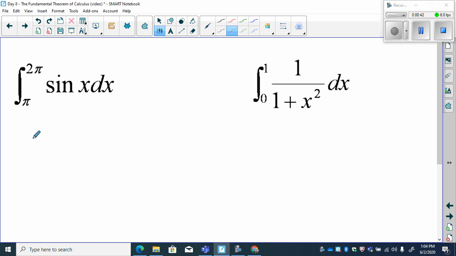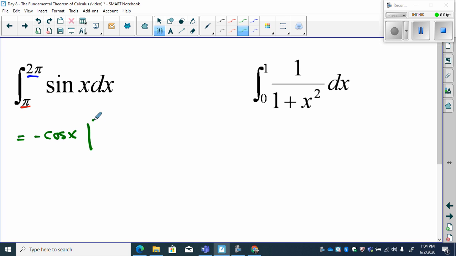So let's just work through this. Now remember, to do the definite integral, I know it's a definite integral because it has an upper and a lower bound. What we do is we find the antiderivative of sine x, which would be negative cos x. We choose the antiderivative where c is 0, so I don't need to write plus c or plus 0. I'll just leave it as negative cos x.